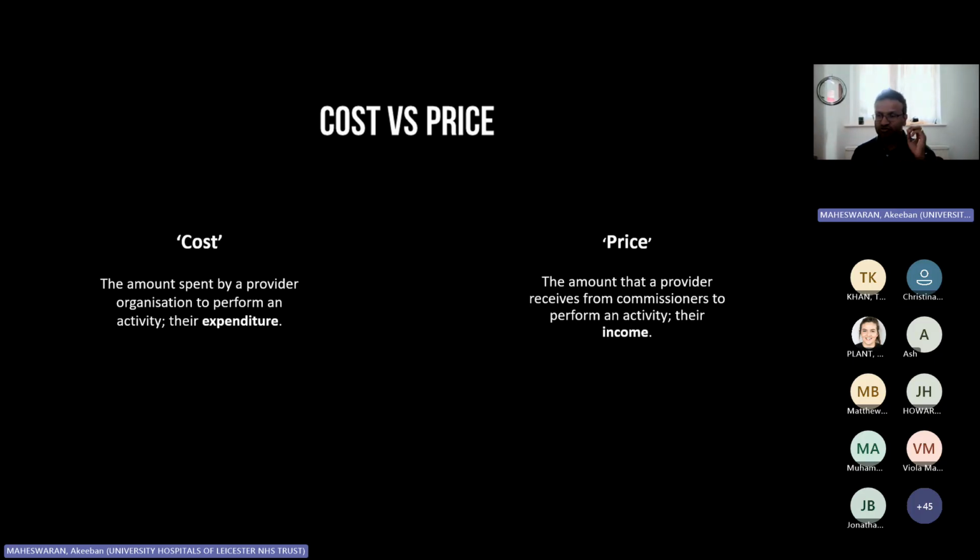So the main driver for everything else is reducing the cost. Reducing the cost of your pathway is the key to everything. So whether you do more as day case, whether you see fewer follow-ups, see more patients in your clinic, try and do more stuff digitally, do stuff more locally.